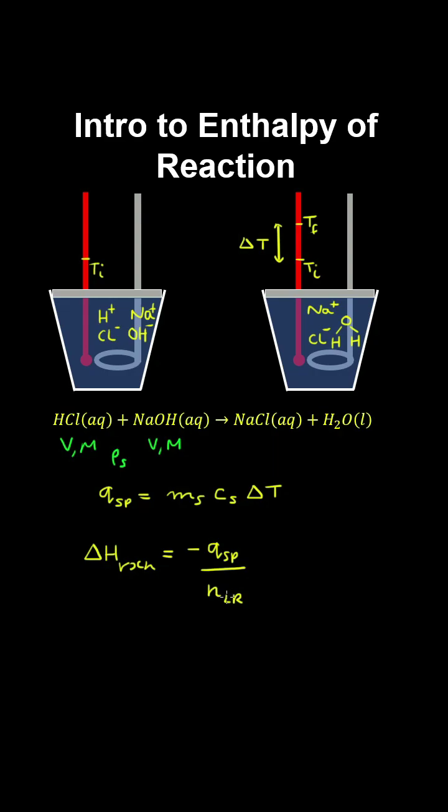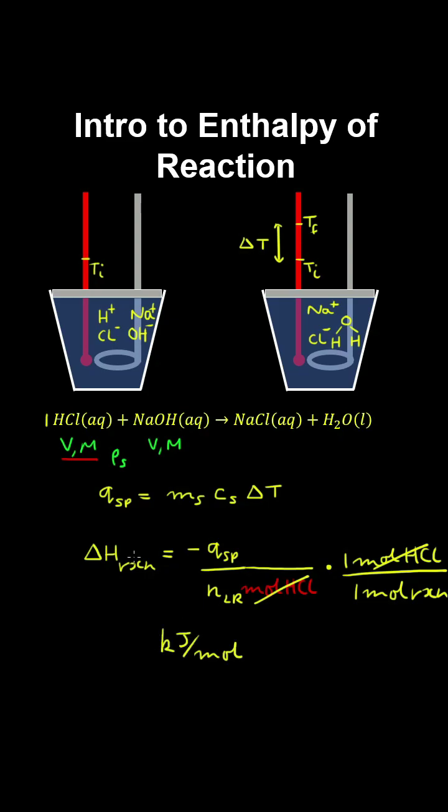So for example, if our limiting reactant is hydrochloric acid, to get the enthalpy of the reaction, we multiply by the number of moles of the limiting reactant per mole of reaction. And this will give you a result in energy per mole, and the enthalpy of the reaction is negative for exothermic reactions and positive for endothermic reactions.